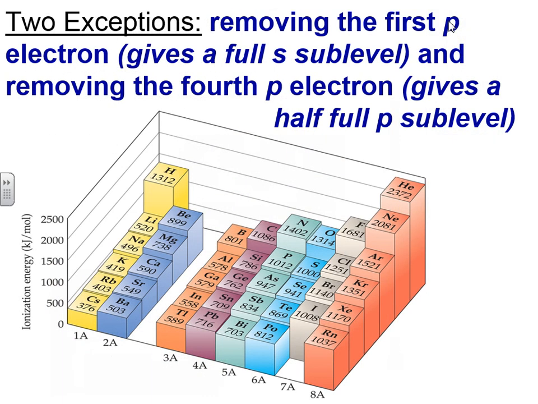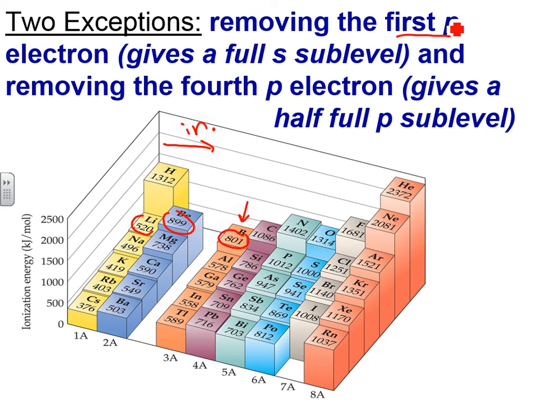Now there are two exceptions, really important exceptions to this trend, and these exceptions will allow us to see shells and subshells and orbitals. The first exception is when you remove the first p electron, and that would be here. Notice that from lithium to beryllium you increase in ionization energy, which is the trend that we see because they increase going this way. Ionization energy increases. But then you see boron having a smaller ionization energy than beryllium. Notice it's 801 as compared to 899. So that is the first exception, and here it says removing the first p electron.